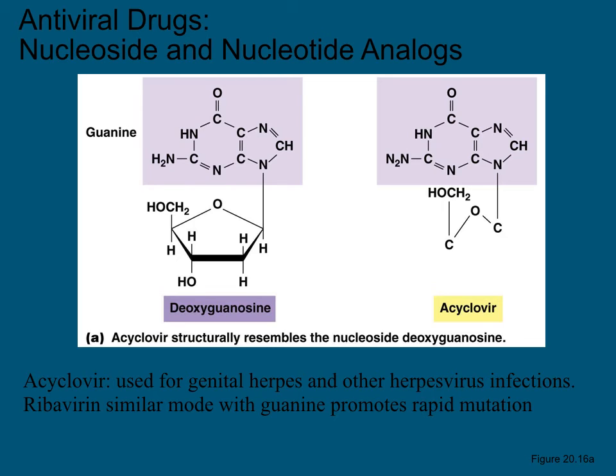So when HIV is trying to replicate rapidly and create new viruses, instead of incorporating guanine into its genetic material, it actually incorporates acyclovir. And you can see structurally that acyclovir is different. Because it does not have that deoxyribose sugar like our nucleotide does, it does not fit properly, and we end up inhibiting or preventing DNA or RNA replication.